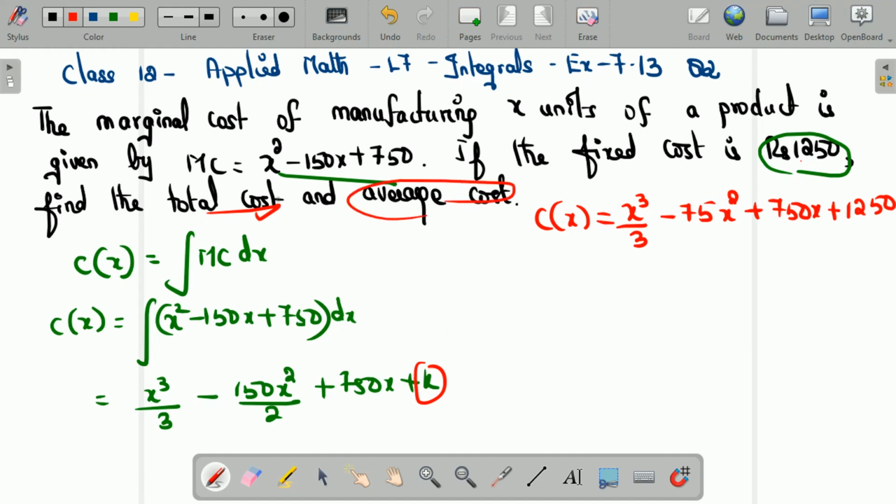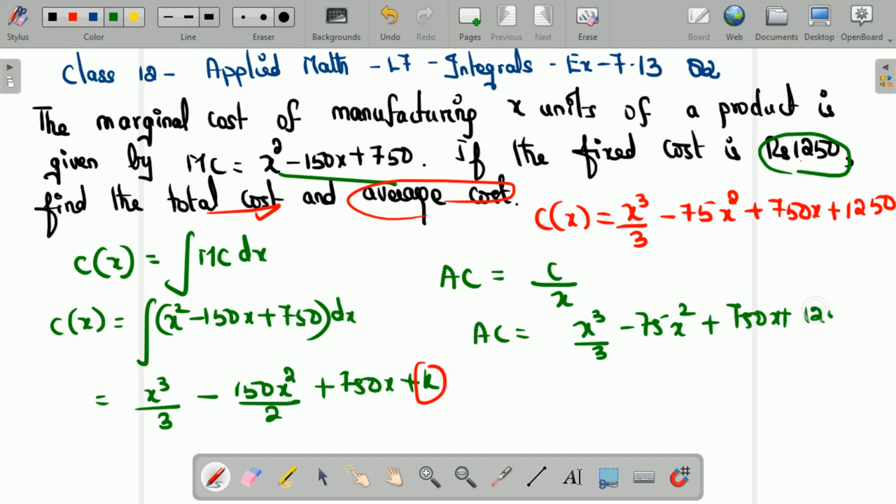So, the next is going to be average cost. So, what is average cost? Average cost is nothing but the total cost per unit. So, it is going to be AC, which we'll call the average cost, is going to be C divided by X. So, AC is going to be X cubed by 3 minus 75X squared plus 750X plus 1250, the whole thing divided by X.